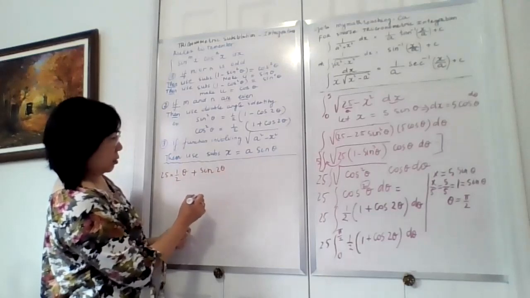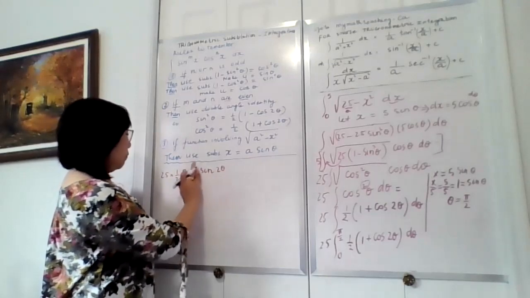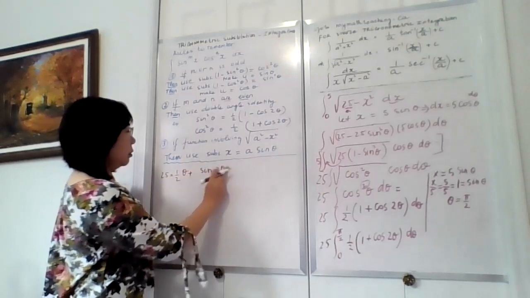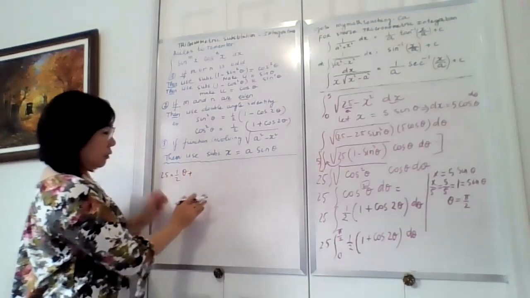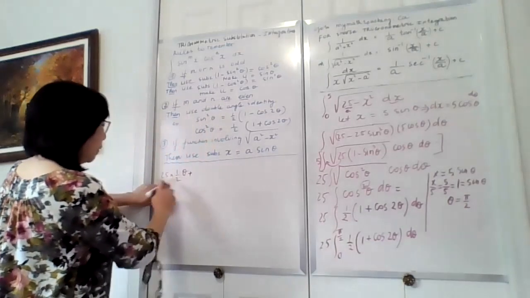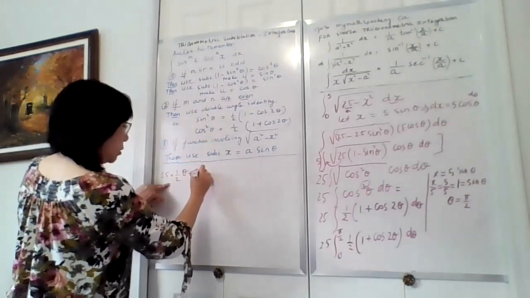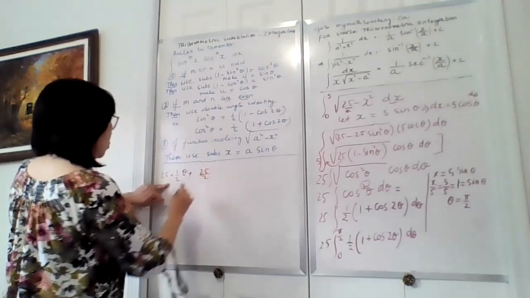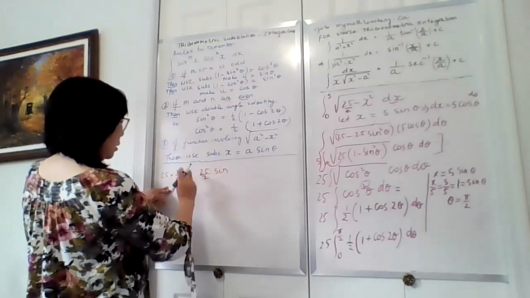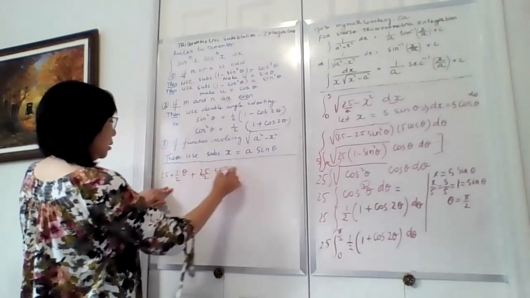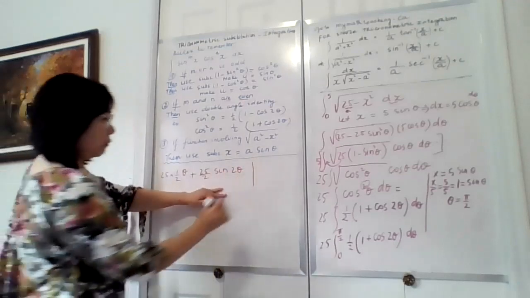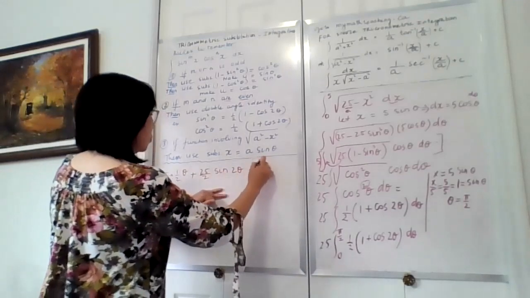And what else? Don't forget this 25, let me rewrite it. This 25 is outside the bracket, and this 1/2 multiplies here, applying to both of them, right? So I'm going to say this is 25 over 2, right? Sine is positive, it should be positive, not negative, 2 theta. And we're going to evaluate from 0 to pi over 2.